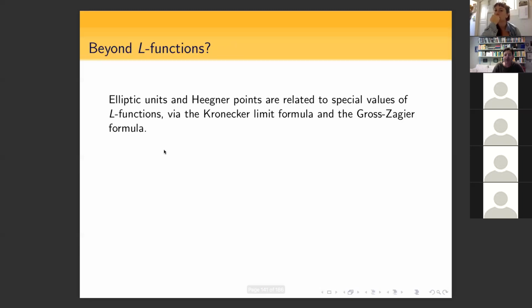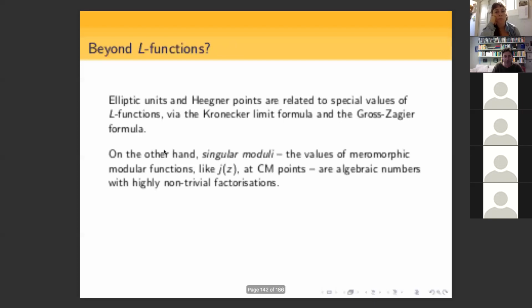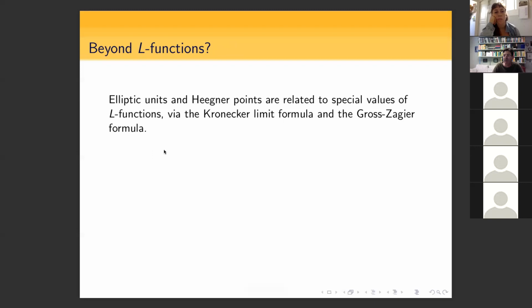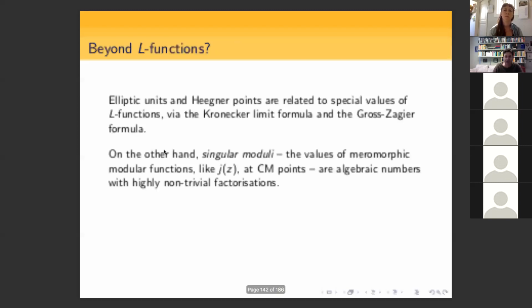One way of defending this assertion would be to observe that elliptic units and Heegner points are related to special values of L-functions via the Kronecker limit formula or the Gross-Zagier formula. Likewise, these objects that I talked about before, the values of the Dedekind-Rademacher cocycle, the Stark-Heegner points, are all related in some way to L-functions of certain motives, or certain Artin representations, or certain elliptic curves twisted by Artin representations.